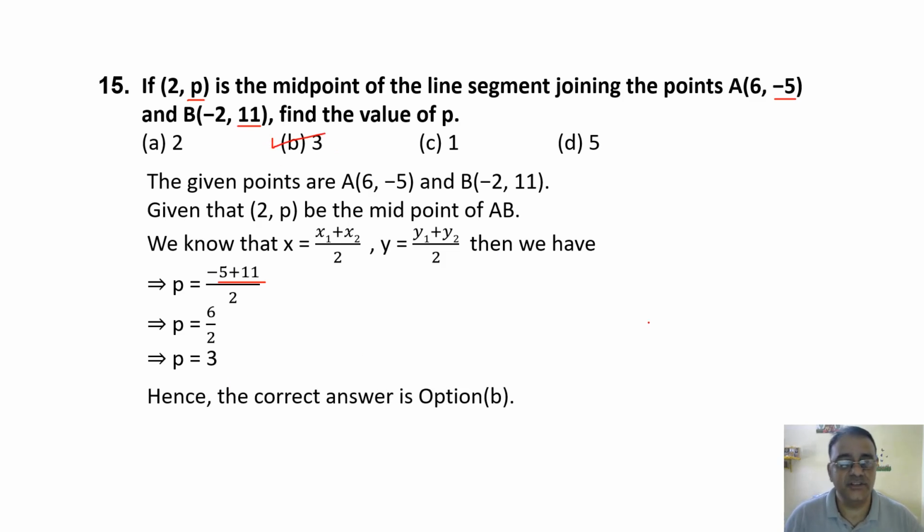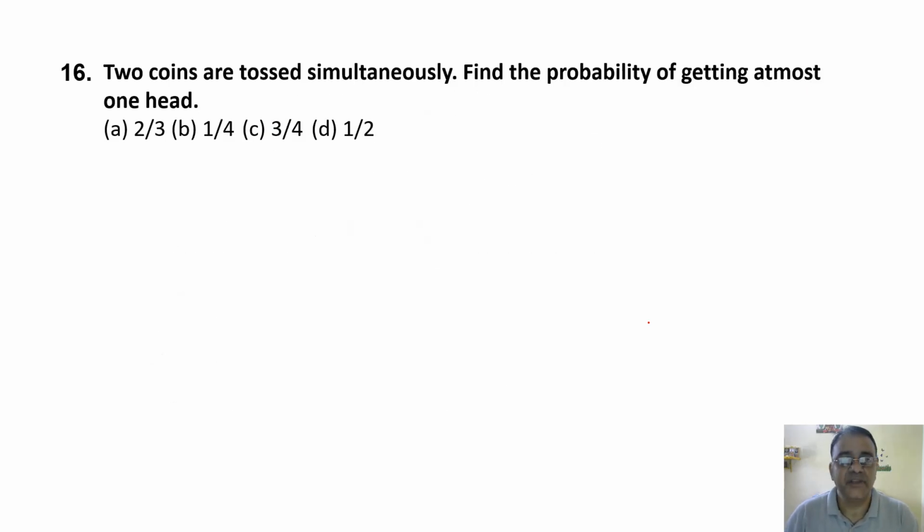Now we are moving toward the last question of section A. Two coins are tossed simultaneously. Find the probability of getting at most one head. At most one head means less than or equal to 1.